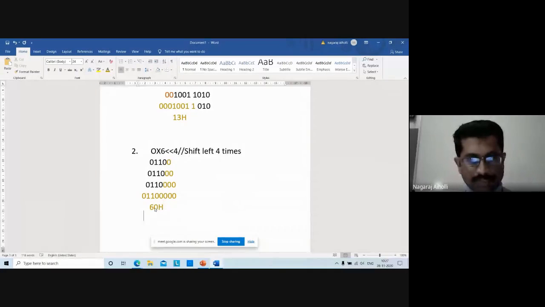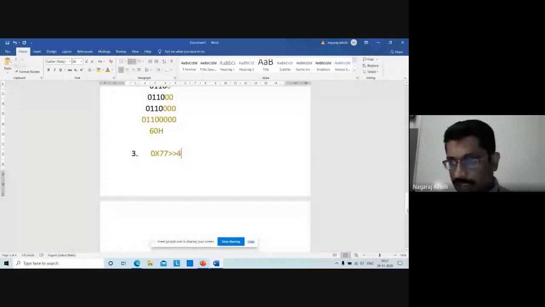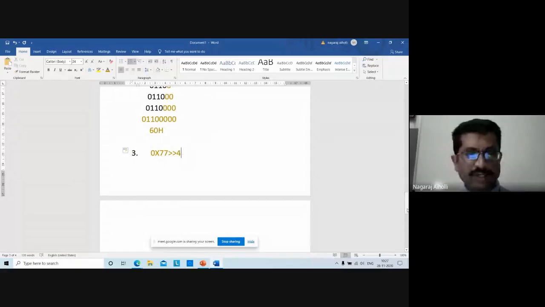You can try out this example for homework. Just try out 0x77, right shift 4 times. You all do this and tell me the answer in the next class. 0x77 right shift 4 times.